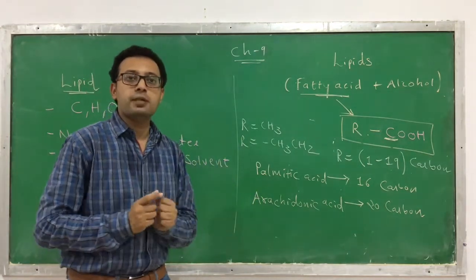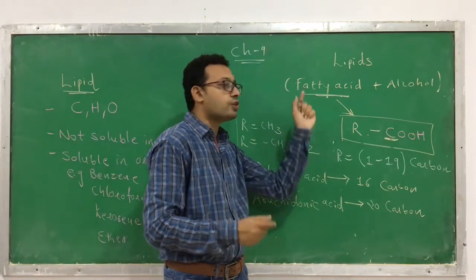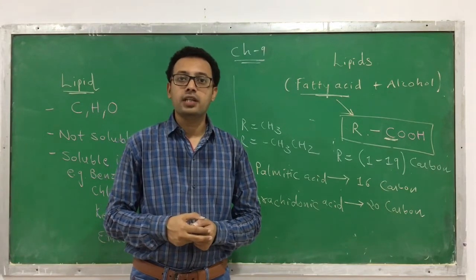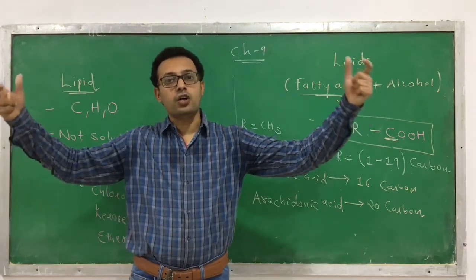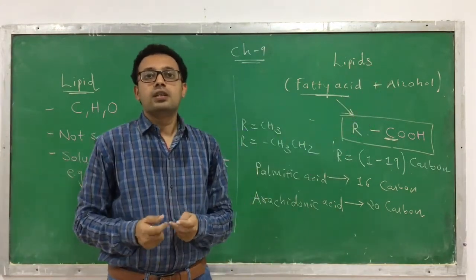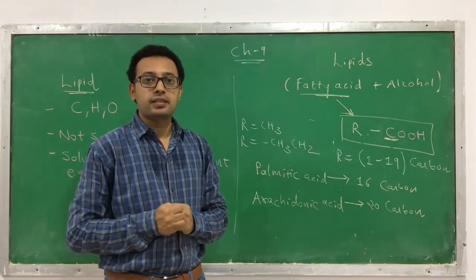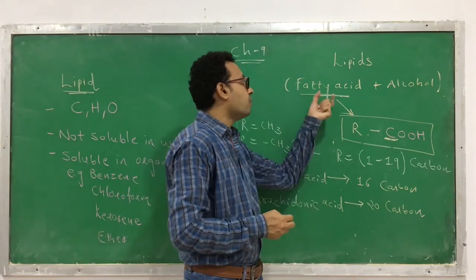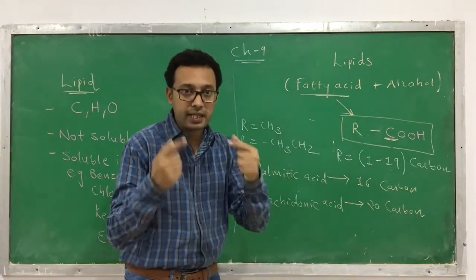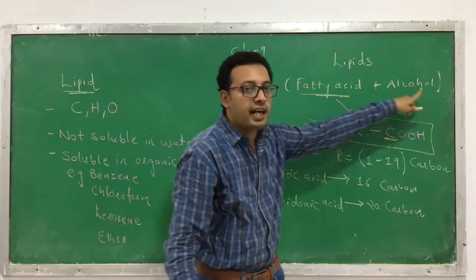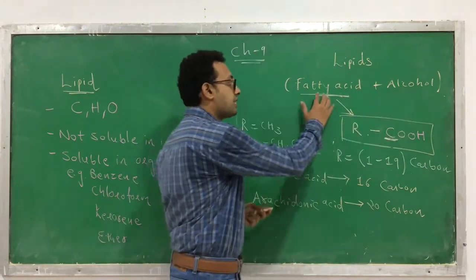Based on the number of carbons, fatty acids can also be classified as long chain and short chain. The long chain has a higher number of carbon atoms, and the short chain has a lower number of carbon atoms. So this is the composition of one part of a lipid. I again repeat, lipids are made up of fatty acid and alcohol. First of all, we discuss this fatty acid.